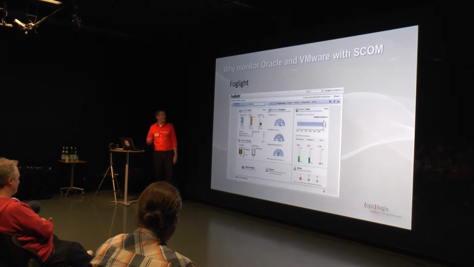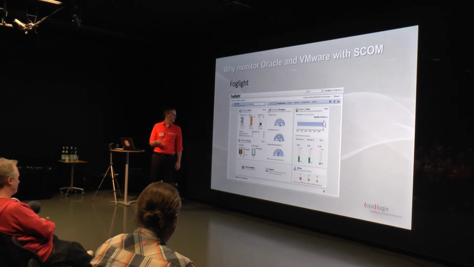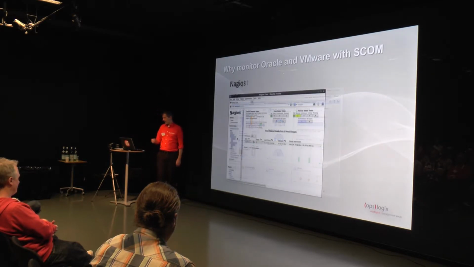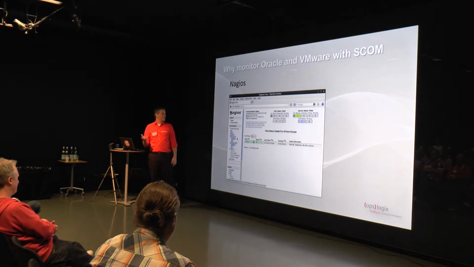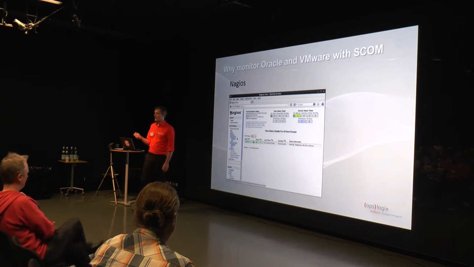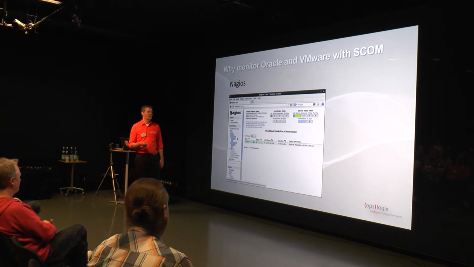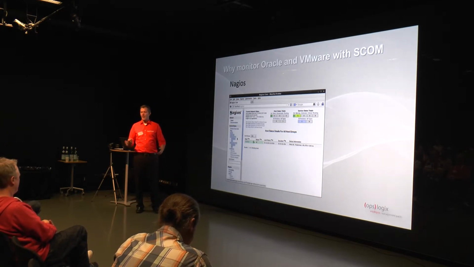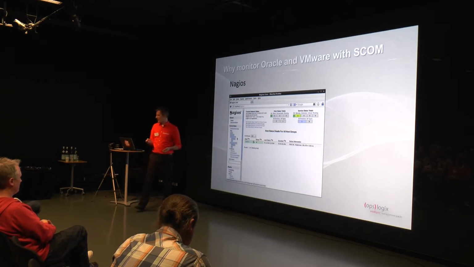Then you have things like Foglight, a standalone tool with various dials and gauges to see how your whole Oracle environment is doing. You have things like Nagios, which does a pretty good job. It's open source, but you can also get the paid enterprise version, so you can get support and get all your metrics in there for your whole environment. So that's something you can use as well.